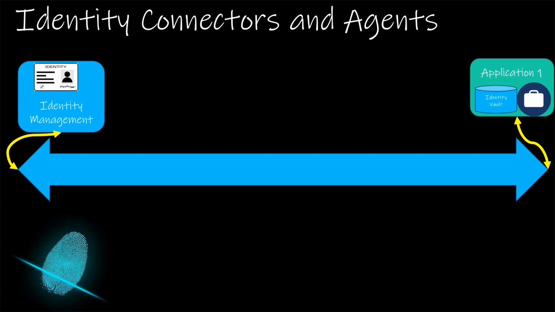Let's understand how a connector or agent works. The purpose of a connector is to provision, deprovision, or update users' access or accounts from a target application. For example, if a new identity is available in the Identity Vault, the connector will provision an account for that identity in the target application based on organization policy. If an identity is disabled in the Identity Vault, the connector will disable or remove the account from the target application.